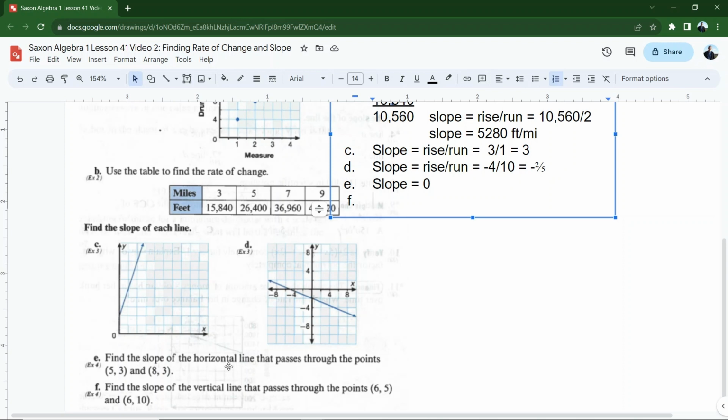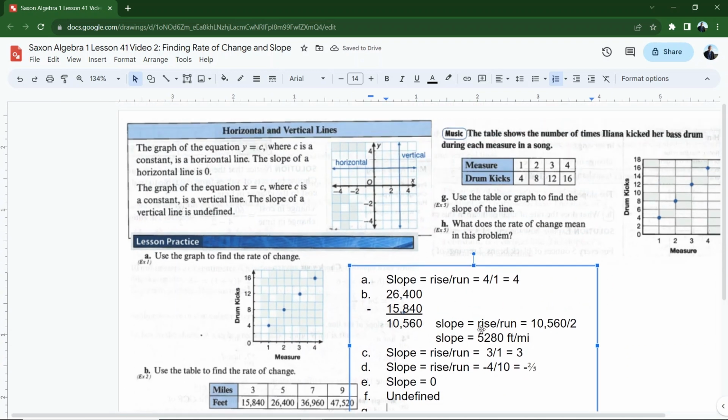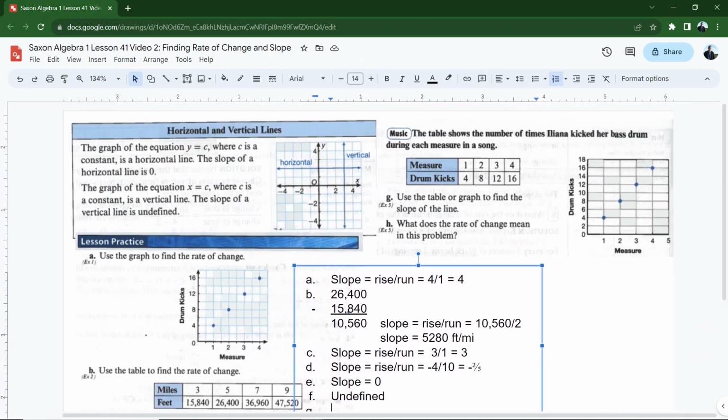And then for letter F, it's the slope of a vertical line. The slope is undefined because it's a vertical line. I just know that that's true without even doing any calculations. Let's go up to G. Use the table or graph to find the slope of the line. How can we do this? Well, again, this is my X on top. This is my Y on the bottom. Y is going to give me my rise, and X is going to give me my run.